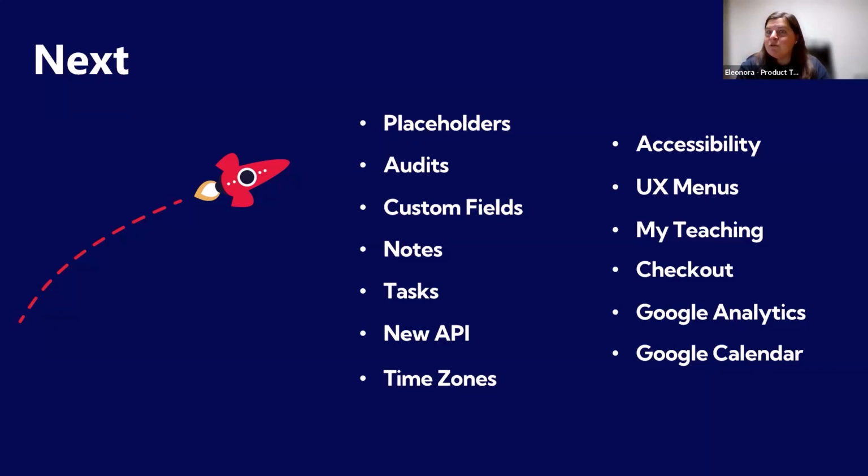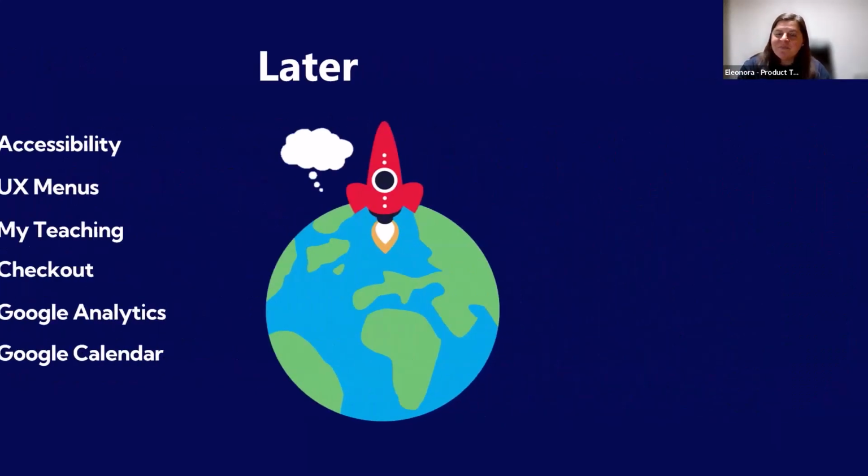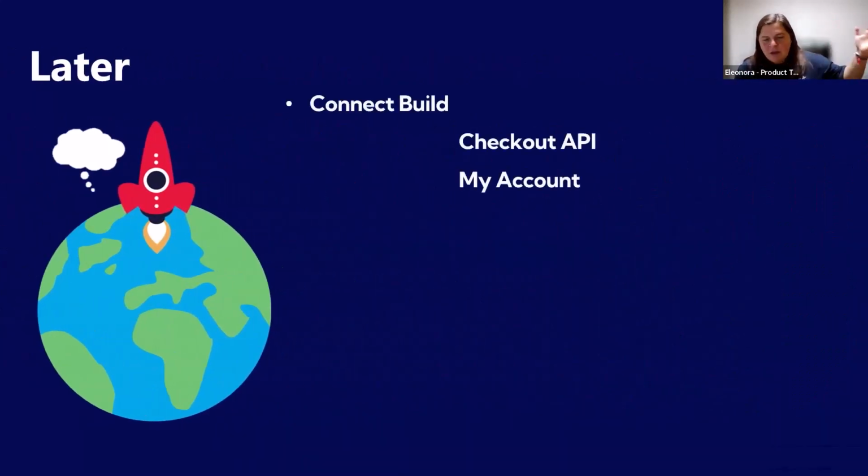Now moving on swiftly to the later. Remember, ideas move from the right to the left, so from the later to the next to now. I've been sharing with you now, next, later. So this is the later, in line with the strategy of connect and build, working on checkout APIs. So you will be able to build your own basket, working in an area called My Account.